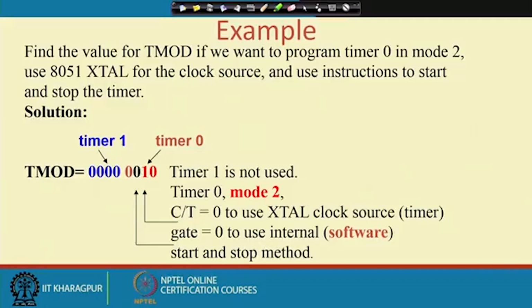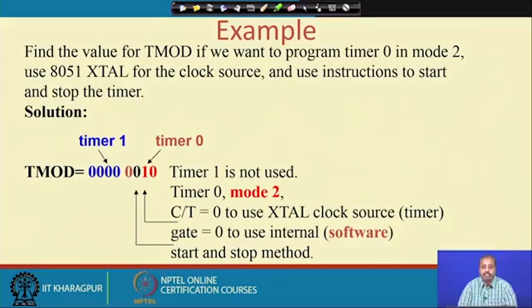Next we look into an example. Suppose we want to find the value for setting of this TMOD register, if we want to program timer 0 in mode 2 and use the 8051's crystal frequency as the clock source, and use instructions to start and stop the timer. So, basically it is a software-controlled timer that we want to operate, and we want to use timer 0 in mode 2.